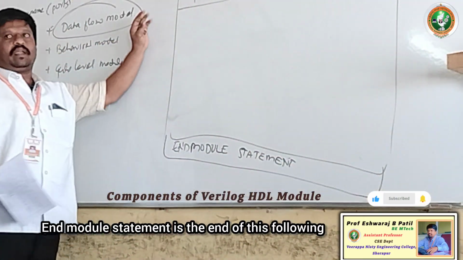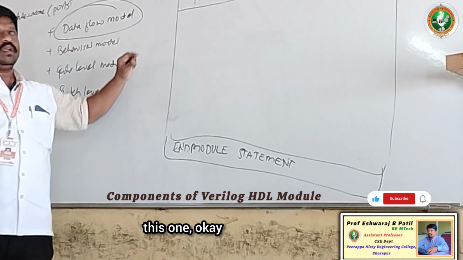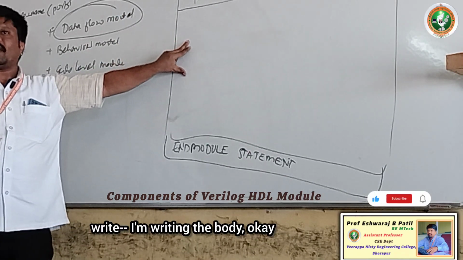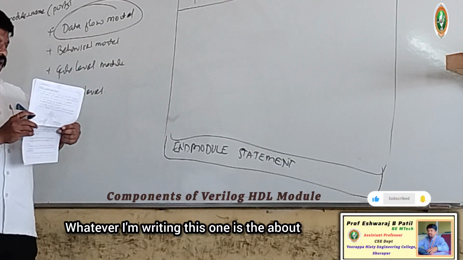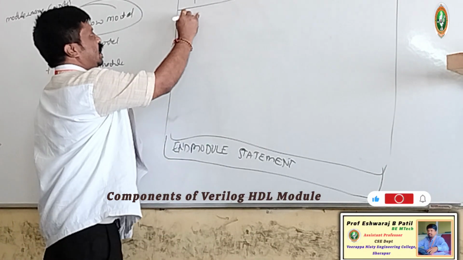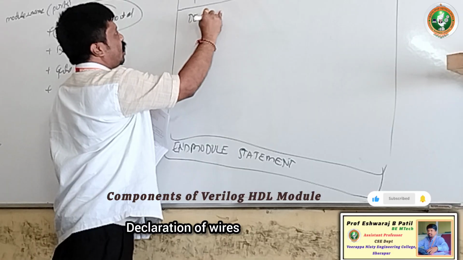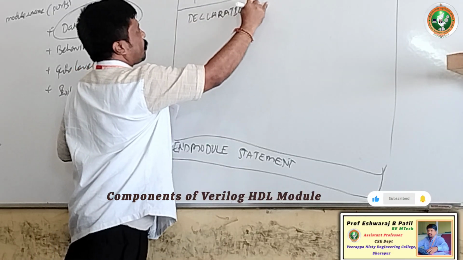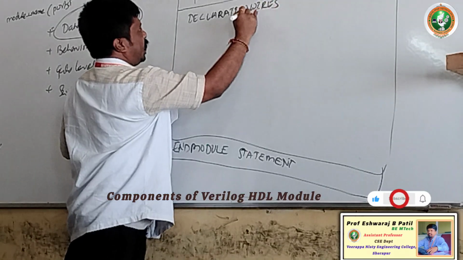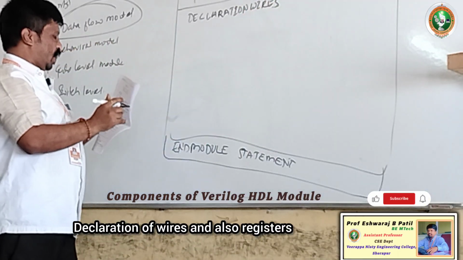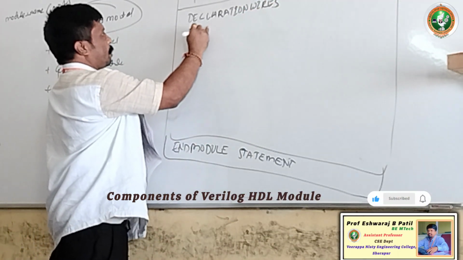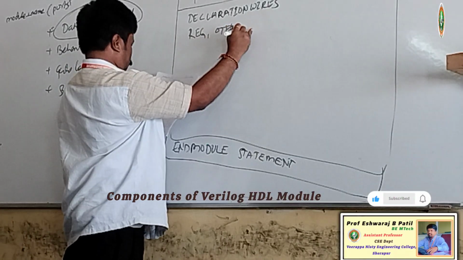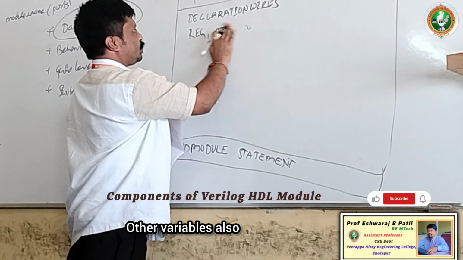The endmodule statement is the end, following this. Between these two I write the body. Whatever I'm writing here is about the declaration of wires, declaration of wires and also registers, and other variables also.